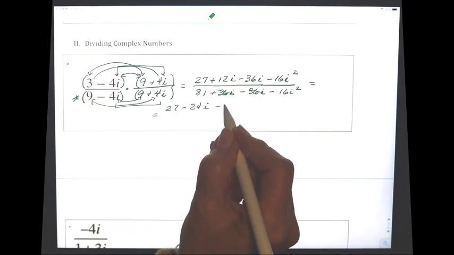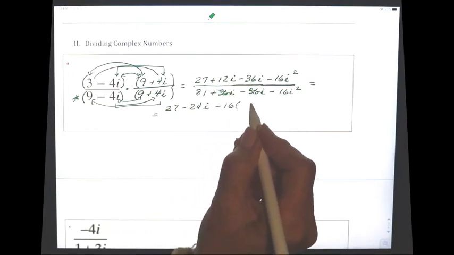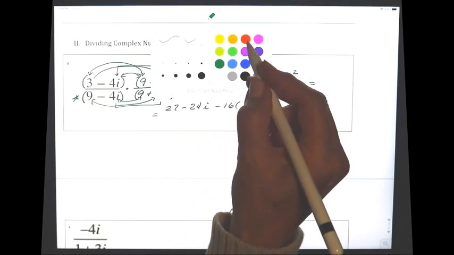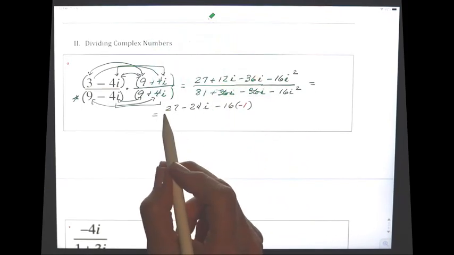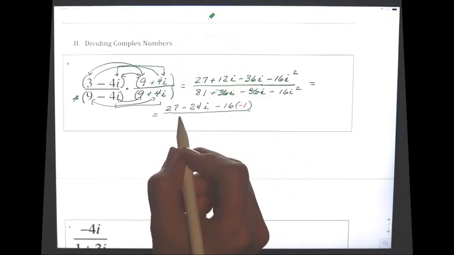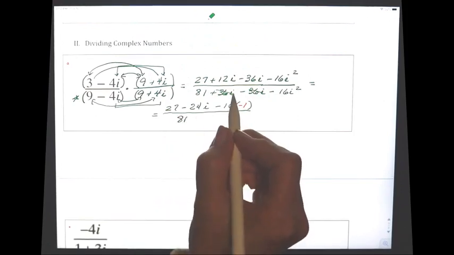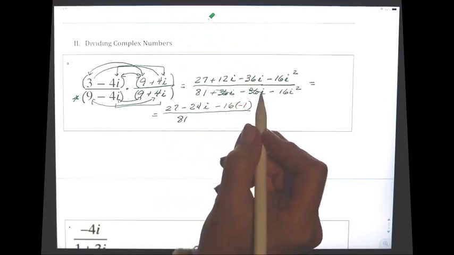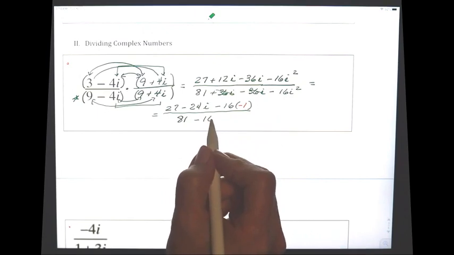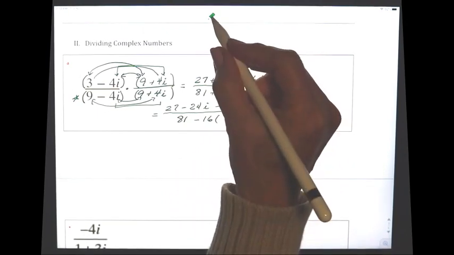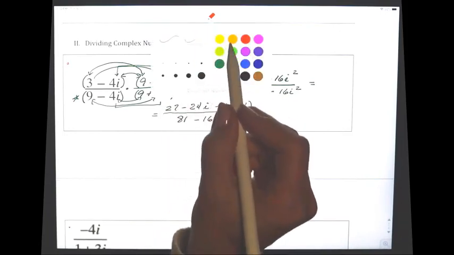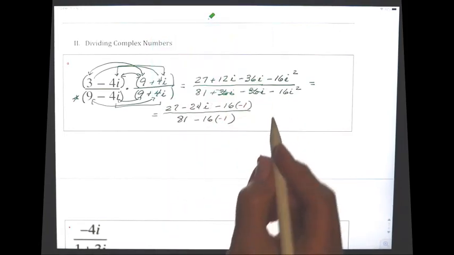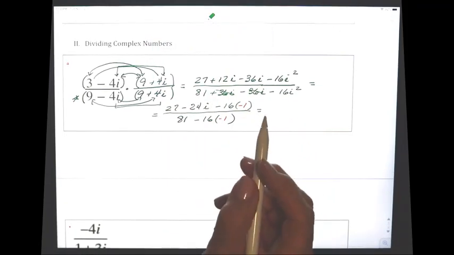And then I'm going to take this i squared and replace it with negative 1. And then I'm going to do a little bit of work in the denominator. I've got the 81. I can see that these two things added up to 0. Here's another negative 16i squared. So again, i squared gets replaced with negative 1. So now I'm just doing the arithmetic and the algebra of getting this all straightened out.